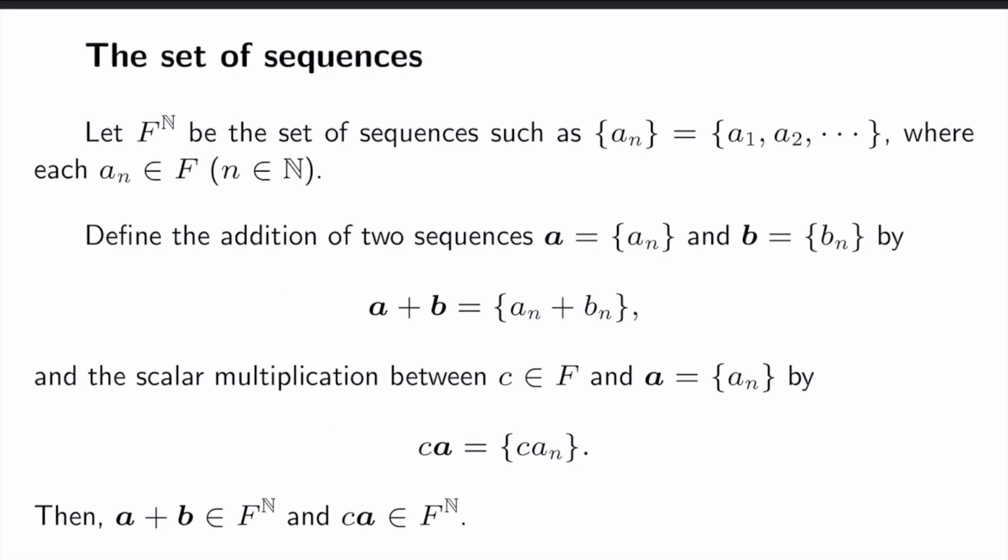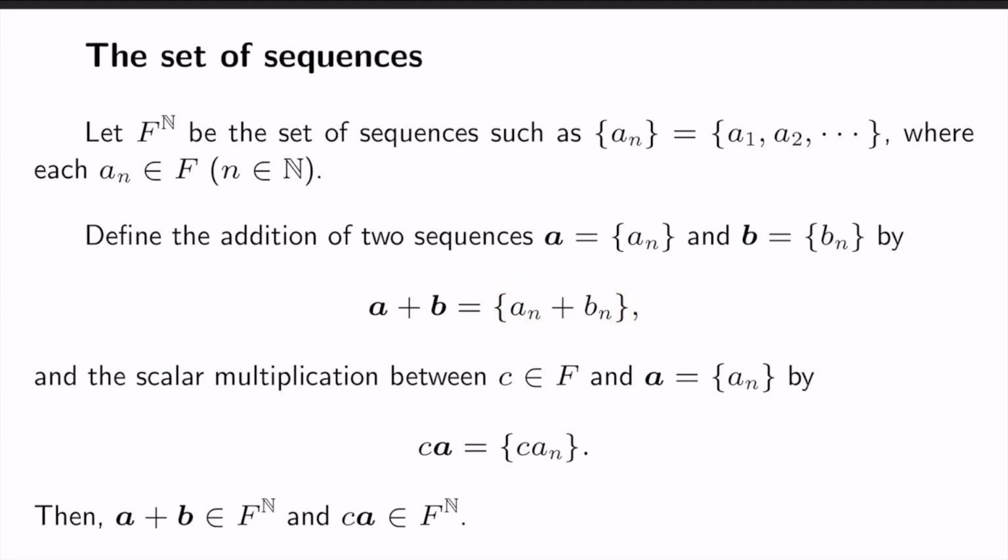Next example is the set of sequences. So let F to the power of N, note this N is the set of all natural numbers, denote a sequence of numbers or any field elements. Then we can define addition between two sequences. So let a denote one sequence and b denote another sequence. We can define the addition between these two sequences by this. So sequence a plus sequence b is defined to be the sequence of all sequence elements added together.